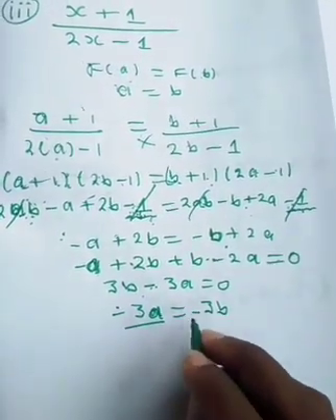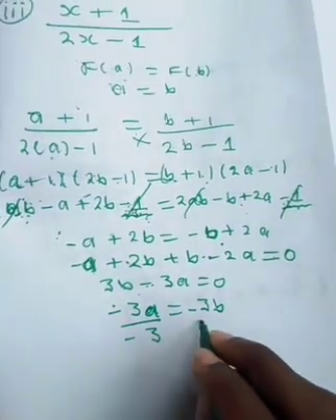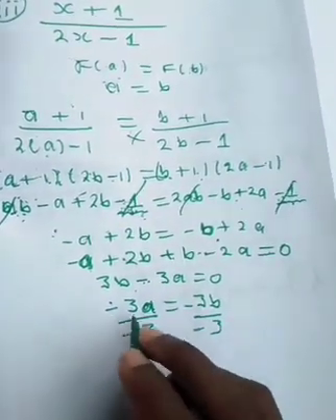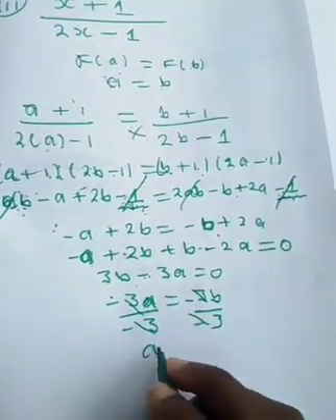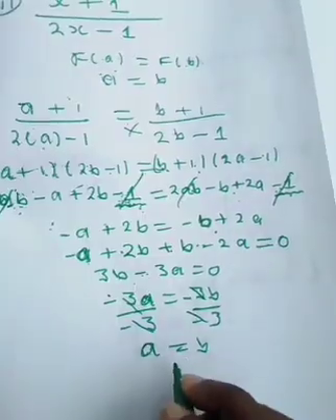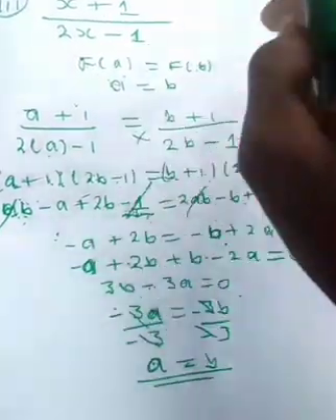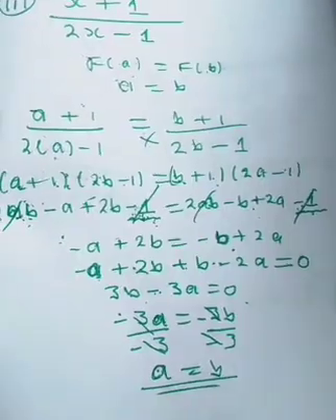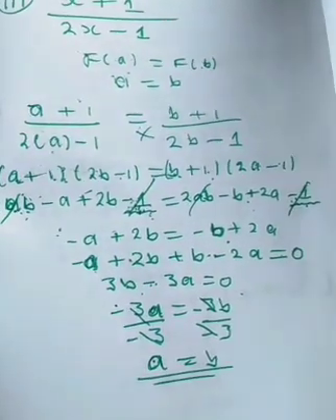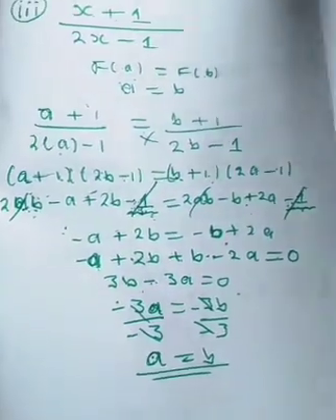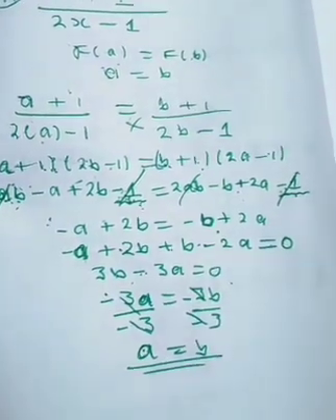Then actually it will be negative. Then I'll divide through by negative 3, so they will cancel, right? Then I'll remain with a on this side and b on this side. Since I've managed to remain with this, it means indeed they are one-to-one functions. It is a one-to-one function, and we have shown it. So let's find question 4.